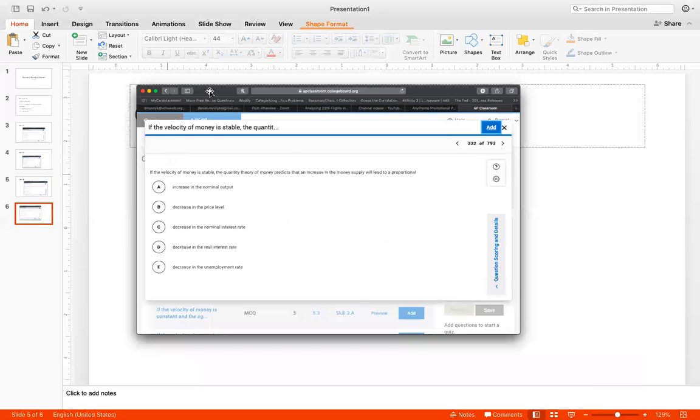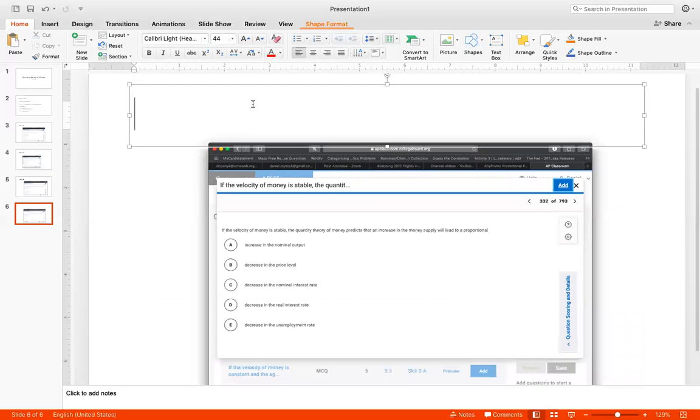Last one. If MV equals PY, the velocity of money is stable. The quantity theory of money predicts that an increase in the money supply, if money supply increases, then this whole side would have to increase. This whole side is simply the nominal output. If this side increases, then this whole side will also increase. So the answer is A.